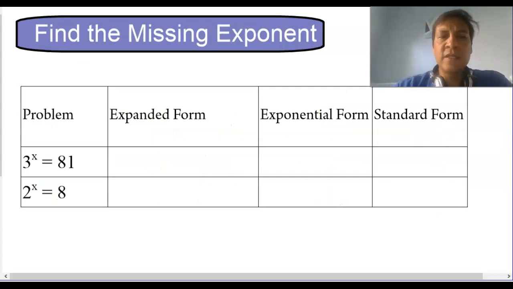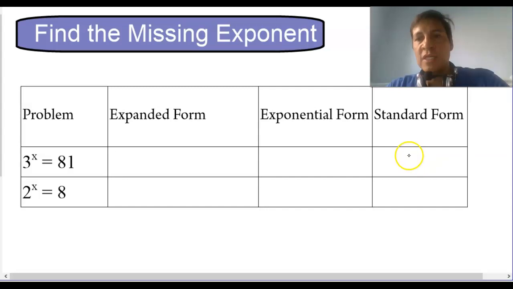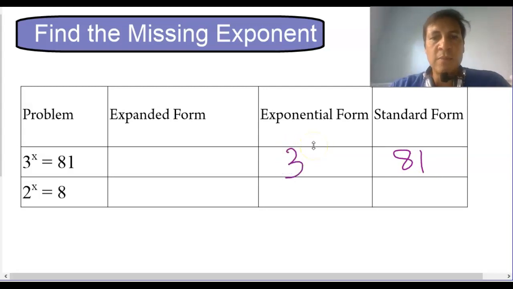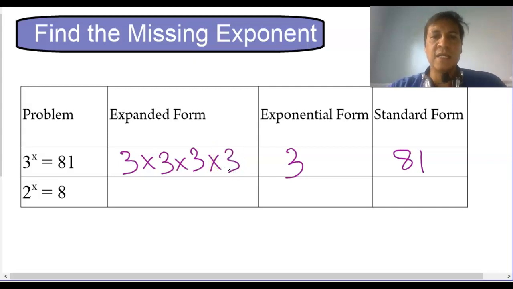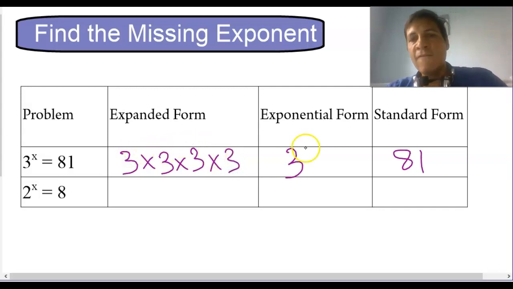All right, well, what about a problem like this? 3 raised to some power is 81, and I want to know, what is that exponent? Well, let's fill out what we know. Standard form, that's 81. Exponential form, I don't know. 3 to some power. I don't know what that exponent is yet. Expanded form, I have to use 3 as my factor. So 3 times 3 is 9. 9 times 3 is 27. And 27 times 3 is 81. I use the 3 4 times. So that x is a 4.